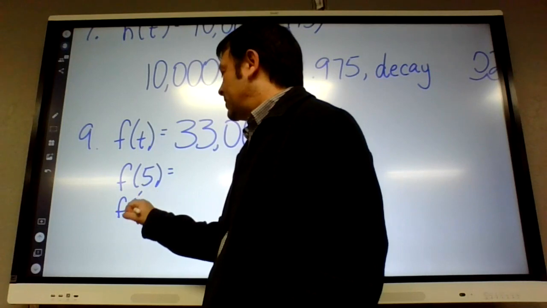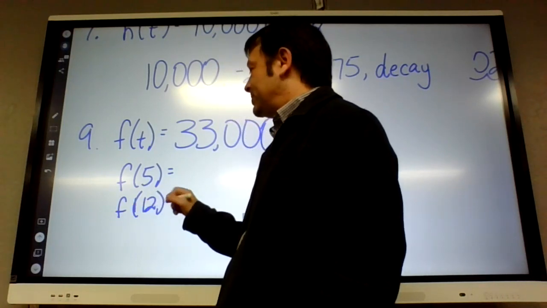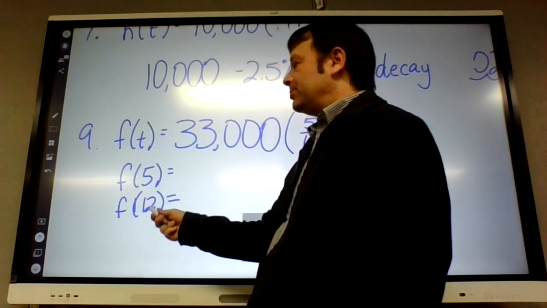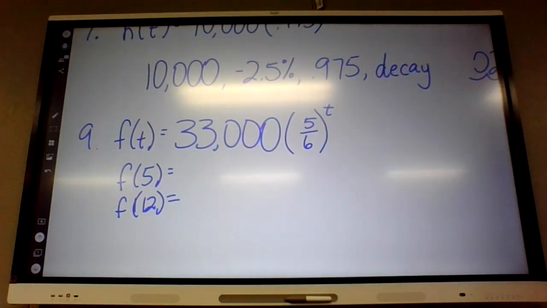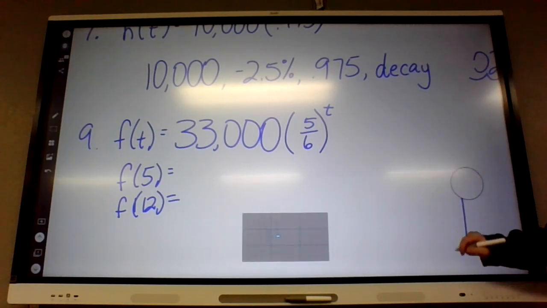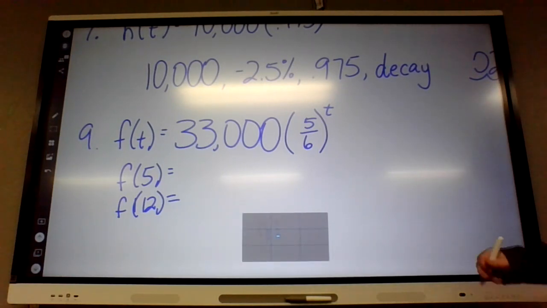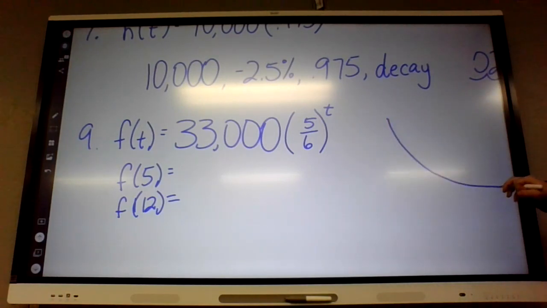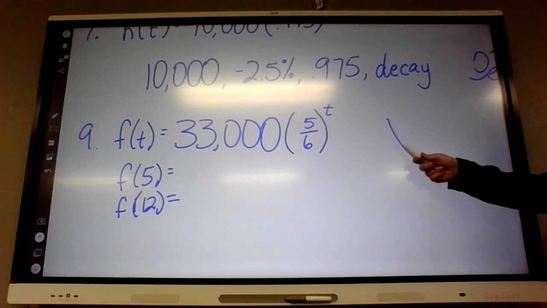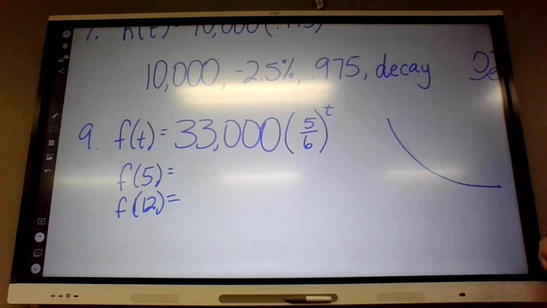And they also ask for f of 12. There's nothing special about these two numbers. They just chose them randomly, basically. That's just what the directions told us to do. So f of 12 tells us how much your car would be worth after 12 years. The value of a car is like exponential decay. Right as you buy it, the price starts dropping quickly, and after a while, it's not worth very much.